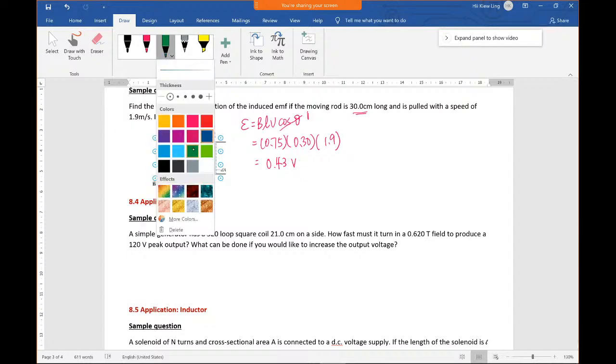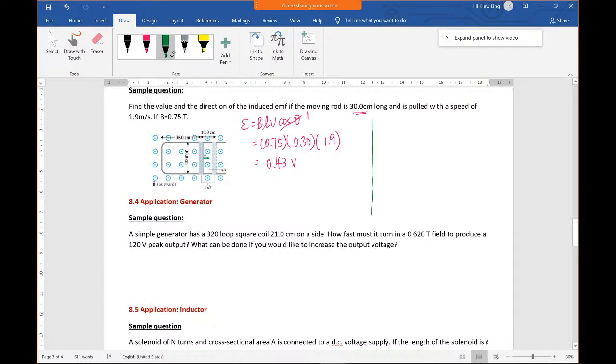So your task now is to look for the direction. Write down the 3 steps: change in flux, oppose the change, and finally determine the direction. I give you 2 minutes to do so. Write your answer in the chat. What is the direction of the induced current?